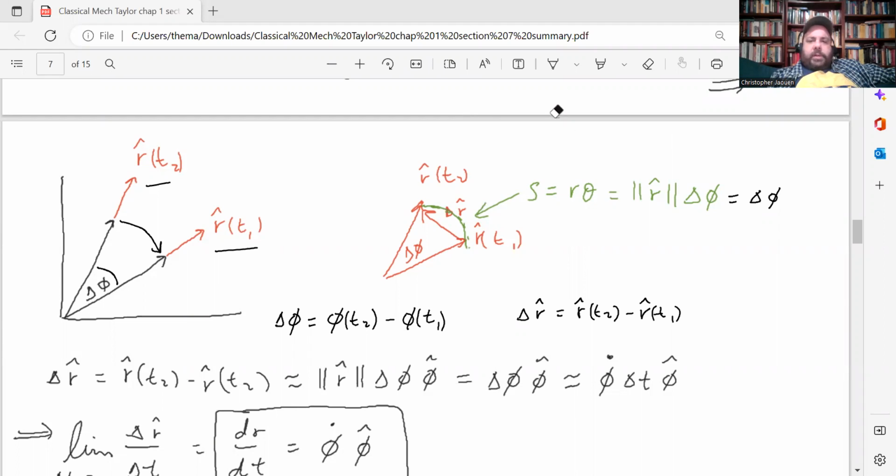Okay, so going down to the derivation. So here for delta r hat, which remember is this expression, that's equal to this. But that is approximately equal to, by this geometric fact here, the length of r hat times delta phi times phi hat. Which, like we said, simplifies to delta phi times phi hat. And delta phi you can approximate with phi dot, the time derivative of phi, times delta t, that's just the differential, times phi hat.